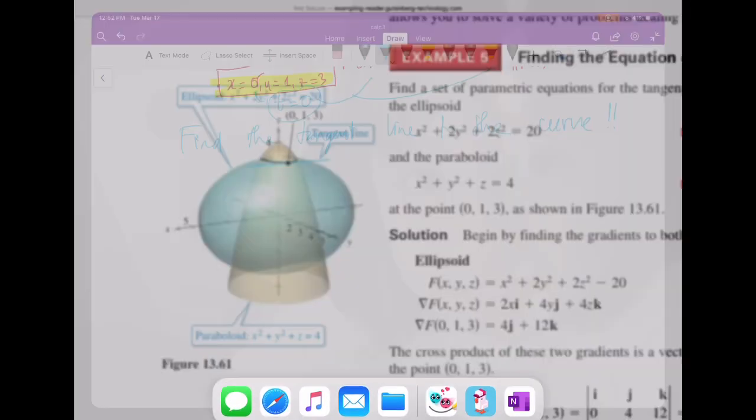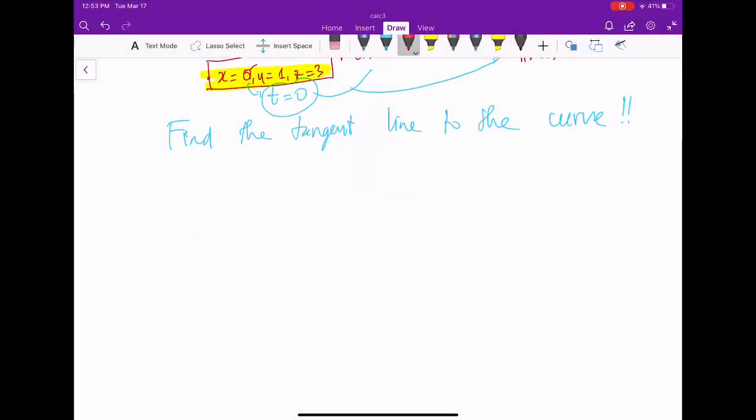So I have the following. Let's write it down. The tangent line is perpendicular to the normal lines of the surfaces.